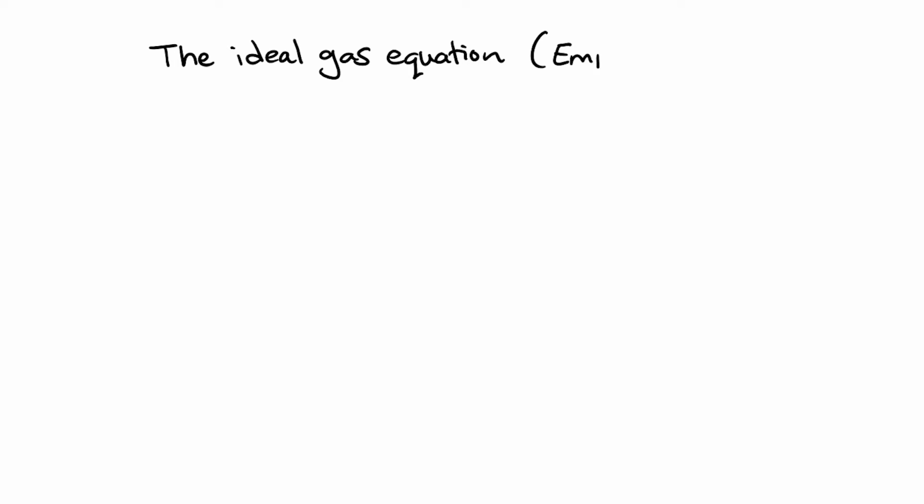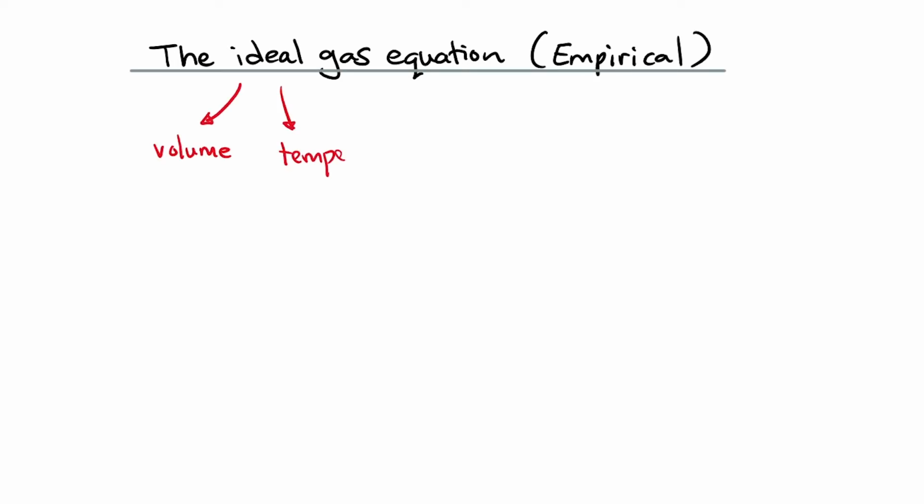The macroscopic properties of an ideal gas are its volume, temperature, and pressure. Their empirical relationships can be defined by the ideal gas law. There are two versions of the ideal gas equation, so I want to break it down for you and look at the differences between them.